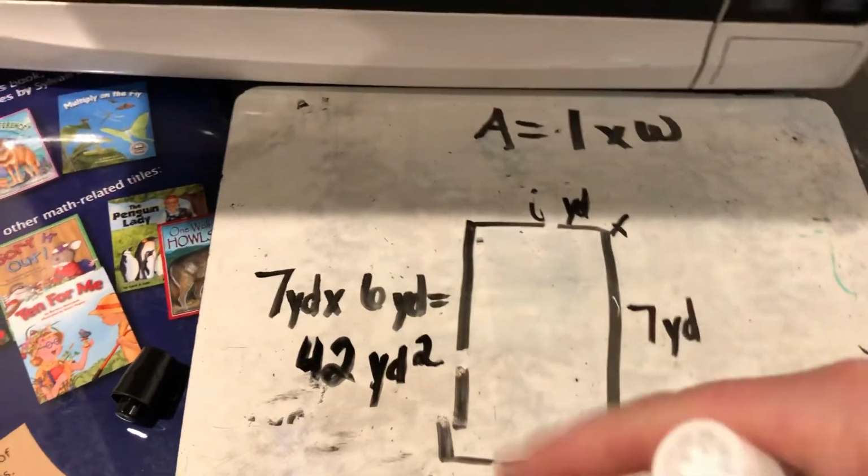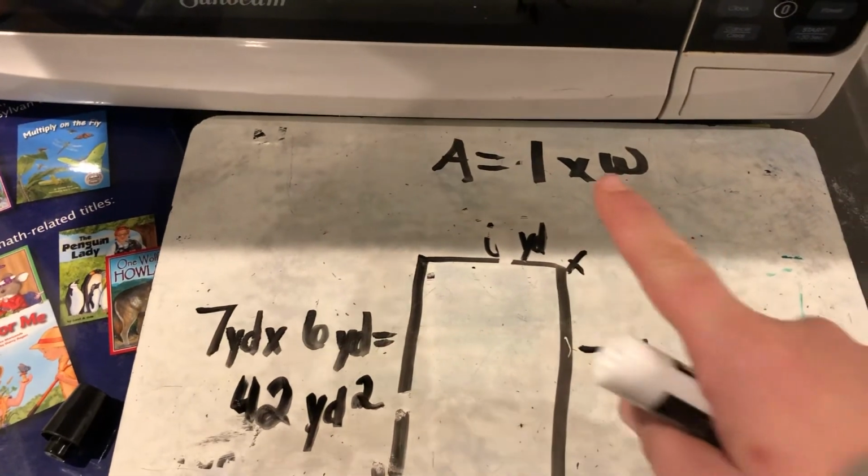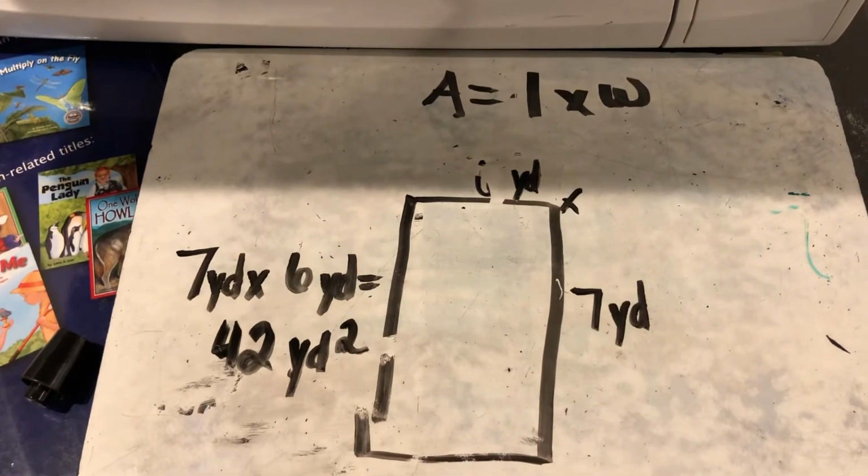Okay, so this was a mini lesson on area of a rectangle, which is length times width. Okay, all right, go ahead and get started on your assignment for the day.